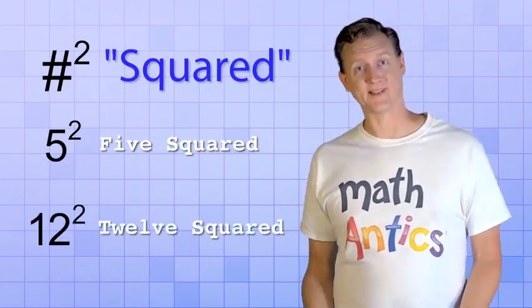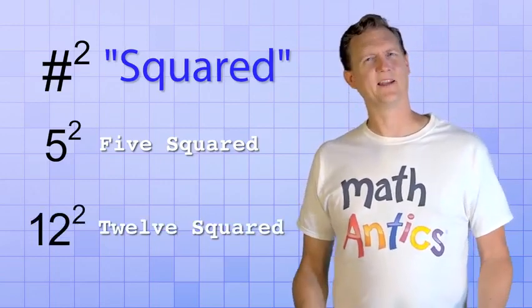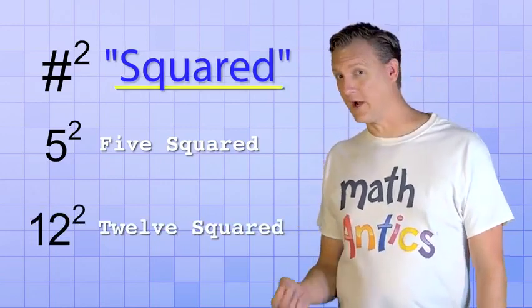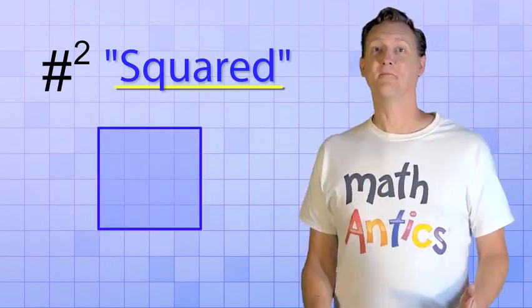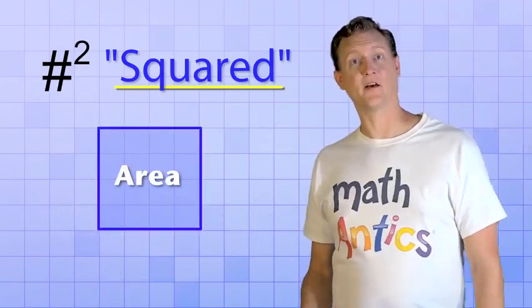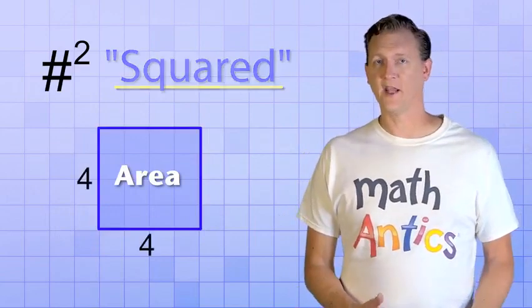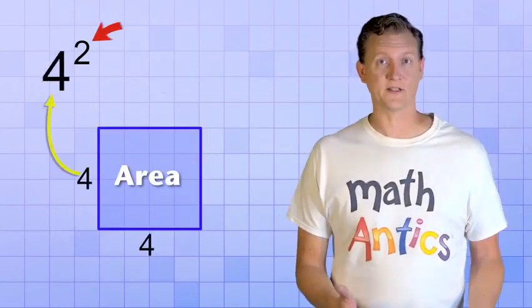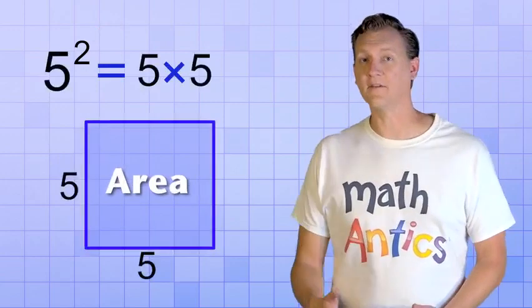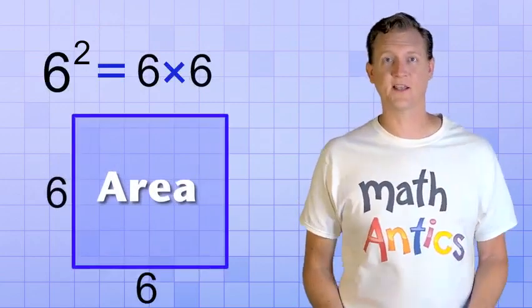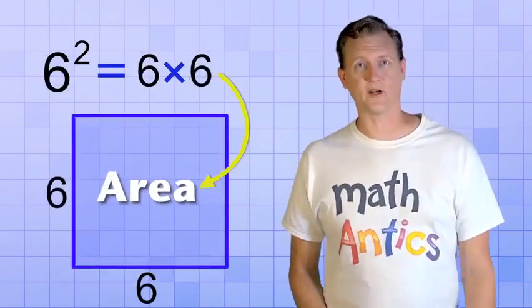Now, if you're new to exponents, that might sound kind of funny. But can you think of a reason why the term squared is used? Yep, that's how you'd calculate the area of a square shape. Since squares have sides that are all the same length, if you multiply that length together twice, like 4 times 4, or 5 times 5, or 6 times 6, it gives you the area of that square.